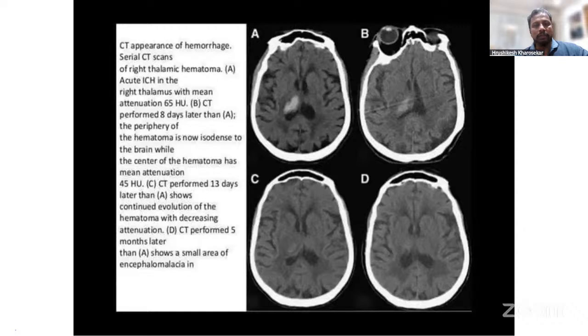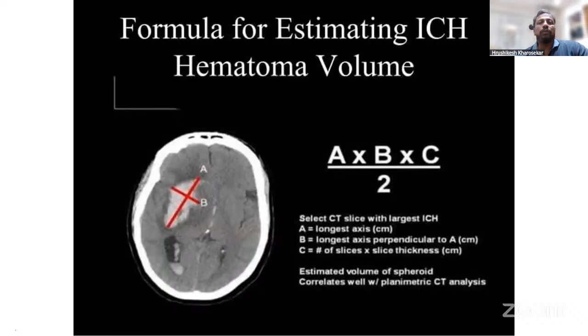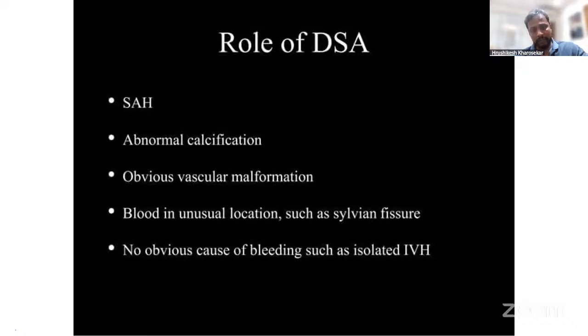So these are different stages. And it is important to have a formula for estimating the ICH hematoma volume, that is ABC. A is the longest axis, B is the longest axis perpendicular to A, and C is the number of slices and slice thickness. The role of DSA is especially important in subarachnoid hemorrhage.